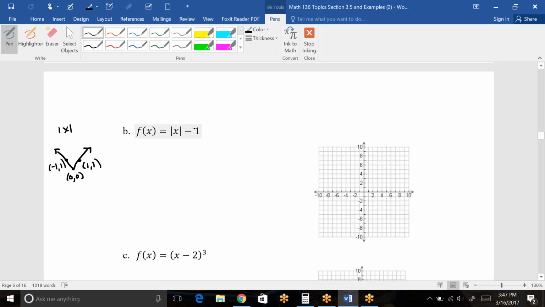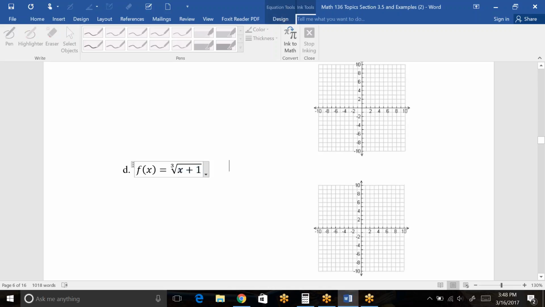So this one has something happening after the absolute value again. That means this is a vertical shift, and it's going to be down 1. So here's (0, 0), so down 1; (1, 1), down 1; (-1, 1), down 1. There are my new 3 points. So the whole graph got shifted down 1.